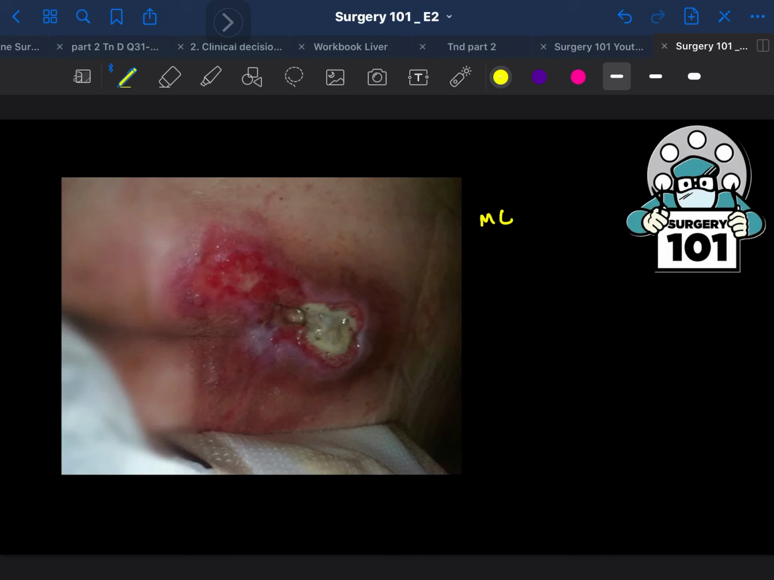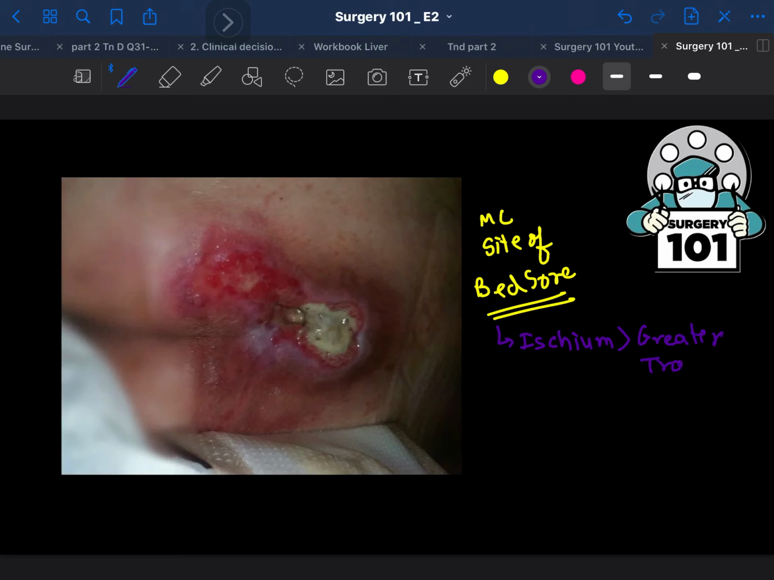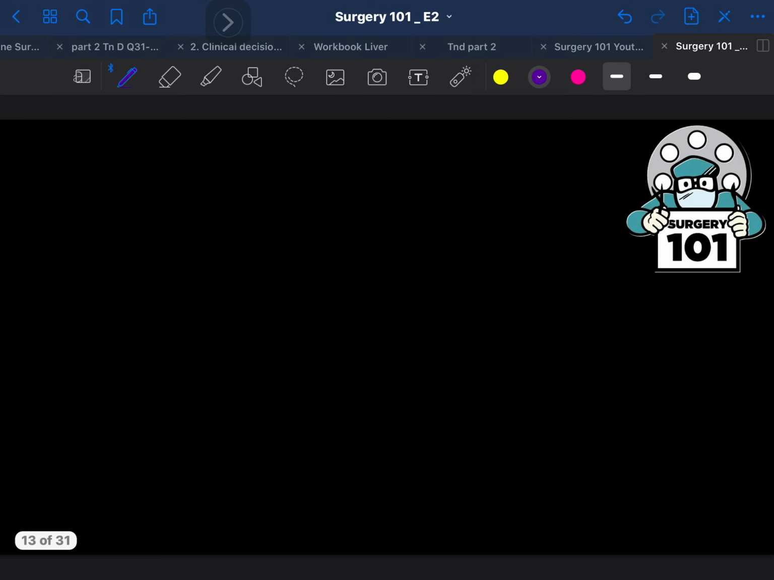Now, a very simple question. I'm sure that you guys know this. What is the most common site of the bed sore? It is not the sacrum. It is the ischium. Ischium is the most common site of bed sore, followed by the greater trochanter, followed by the sacrum.